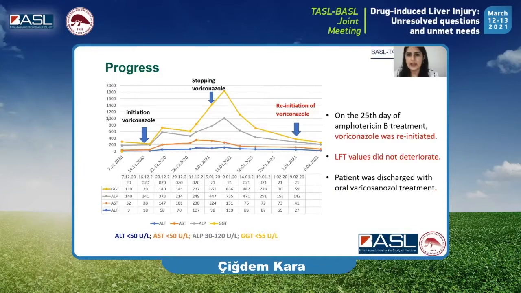This table shows that on the 25th day of amphotericin B treatment, amphotericin B was stopped. Voriconazole was reinitiated. Liver function test values did not deteriorate. The patient was discharged with oral voriconazole treatment.